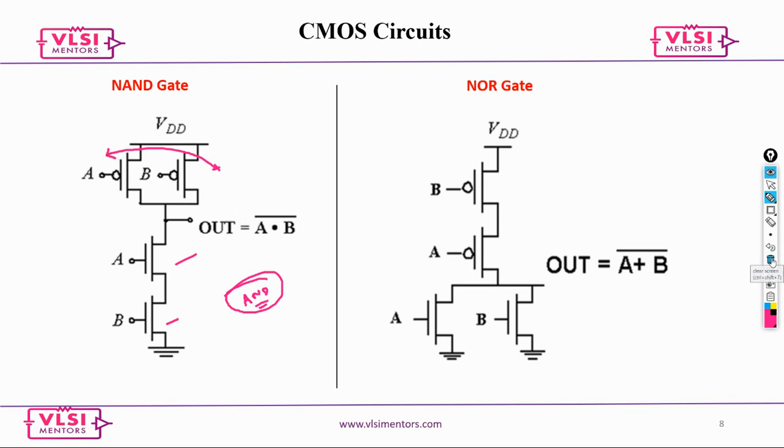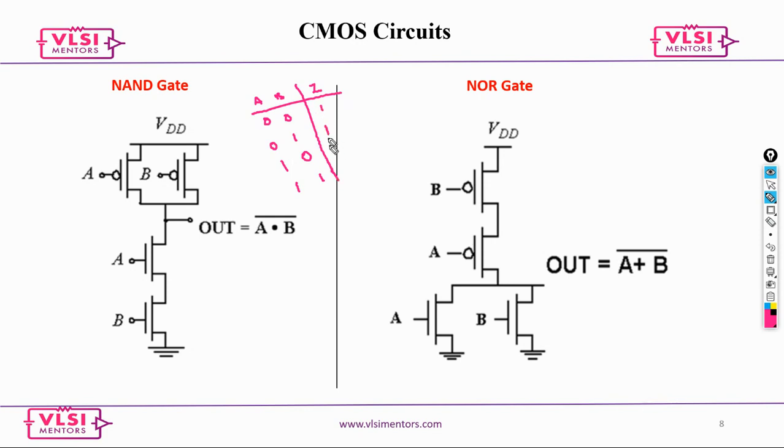Now let's quickly write the truth table for the NAND gate. 0 0, 0 1, 1 0, 1 1. What is the output? Someone quickly tell me. 1 1 1 0. Okay, great. Now apply this and see if you are getting the same results.